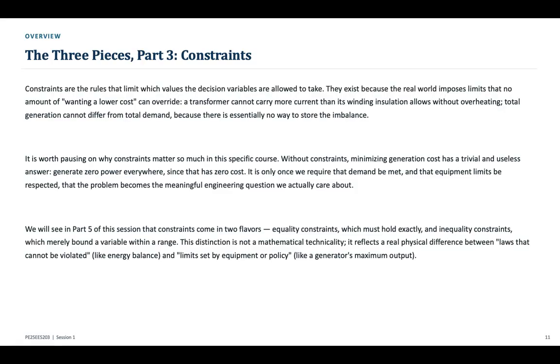See, why constraints matter so much? Without constraints, minimizing generation cost has a trivial and useless answer: generate zero power everywhere, since that has zero cost, right? It is only when we require that demand be met and that equipment limits be respected that the problem becomes the meaningful engineering question we actually care about. That we will discuss in the fifth part of this session.